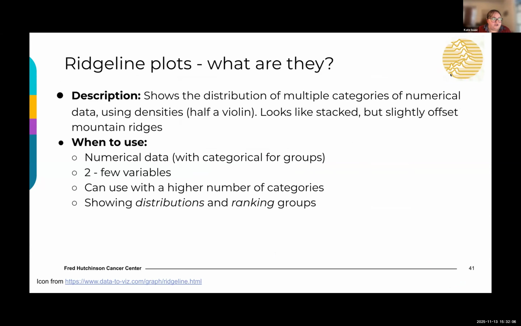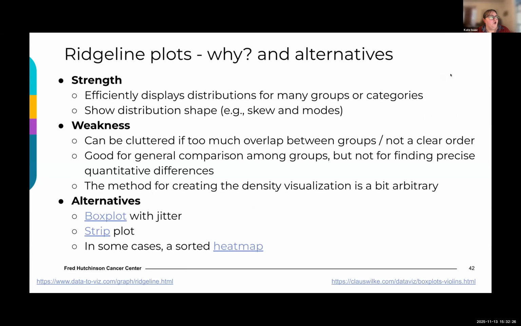You're going to use this with numerical data, categorical for your groups. You'll have at least 2 variables because you're going to have at least 2 mountain ranges. And you can use this with a much higher number of categories than you can with a violin plot. In fact, that's what it's designed for.